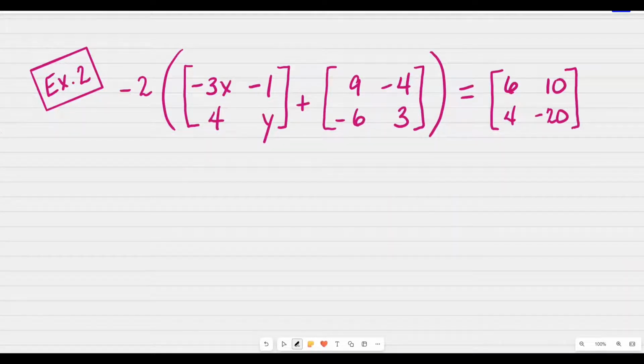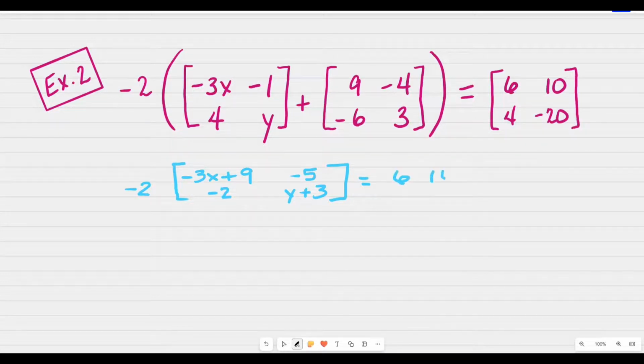First thing I'm going to do is bring down that negative 2. And then I know that I'm going to have a 2 by 2, negative 3x plus 9. And then going to the next element, negative 1 plus negative 4 is negative 5. Going to the next row, 4 plus negative 6 is negative 2. And then I have y plus 3. So this is now a new matrix. But I see on the outside, I have that negative 2. So this is when I'm going to do my scalar multiplication once I bring down this other matrix.